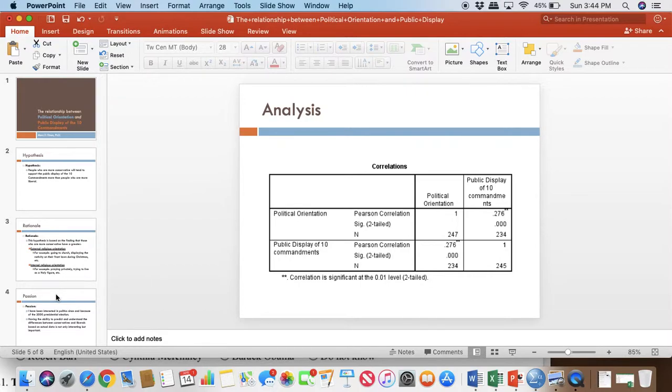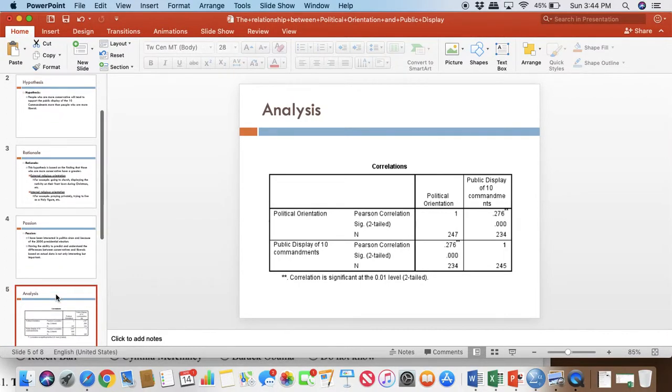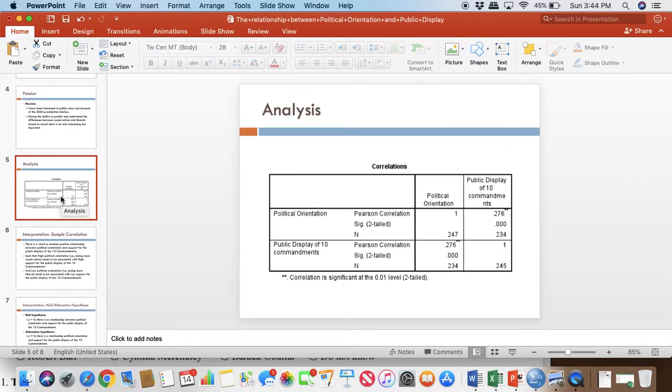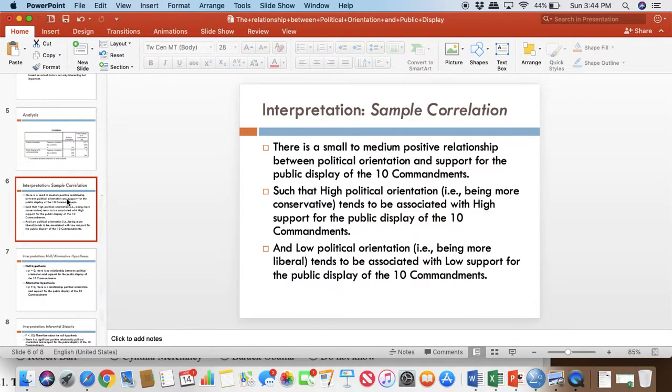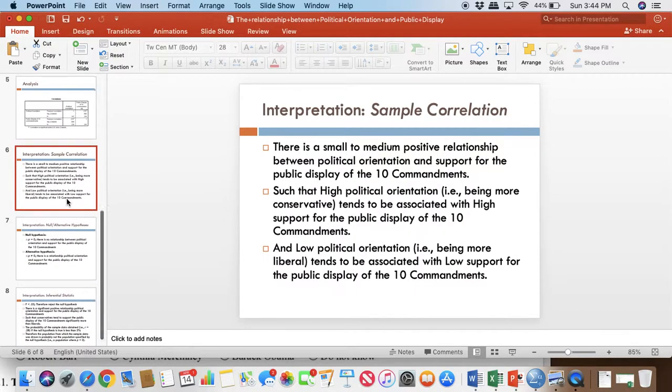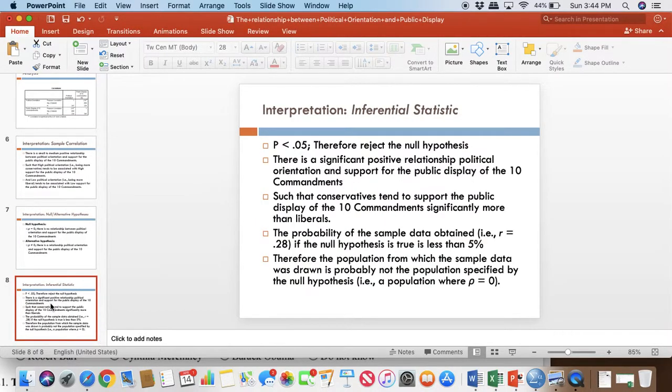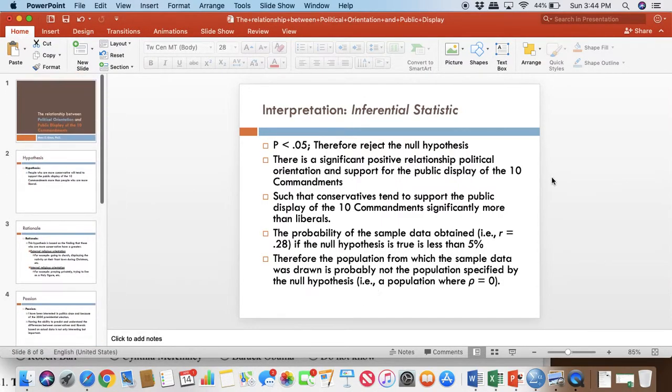you're going to have to edit anything that needs editing based on my recommendations. You're going to have to actually do your analysis. Okay, so here I did my analysis, right? And then if you're calculating a sample correlation, you have to interpret the sample correlation just like we did in class. And then you have to do a t-test to test the difference between rho and 0. You have to include the null and alternative hypotheses. And then p is less than or greater than 0.05. Reject the null hypothesis. So let's go back to the syllabus.